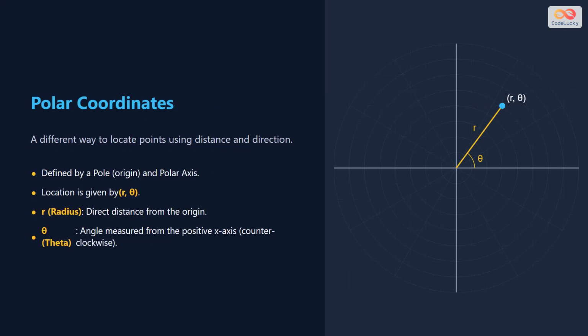Now let's look at polar coordinates. Instead of using a grid, we use a distance and a direction. A point is defined by r, the radius or direct distance from the center, and theta, the angle of rotation measured from the positive x-axis. It's like a radar screen.